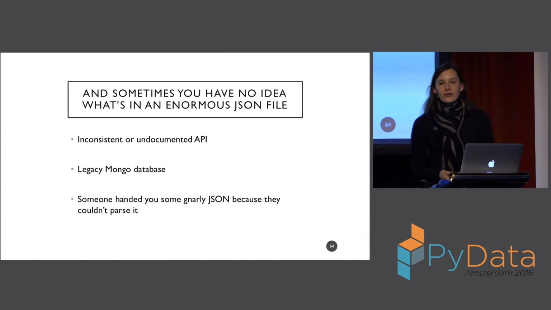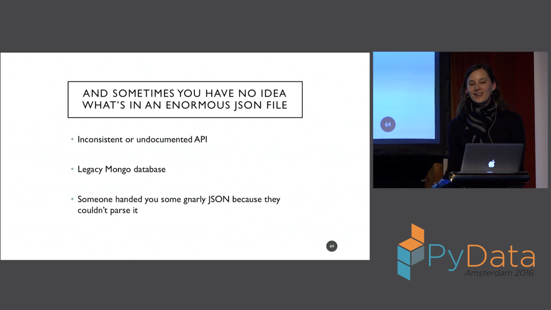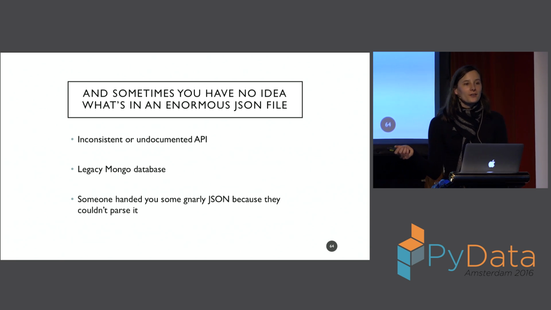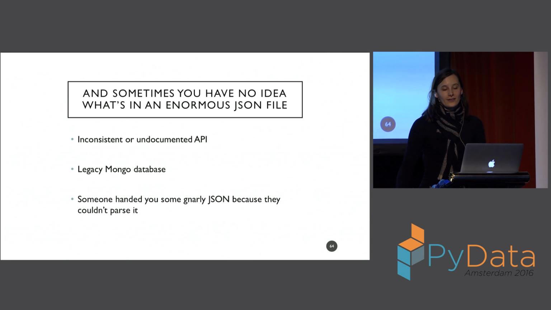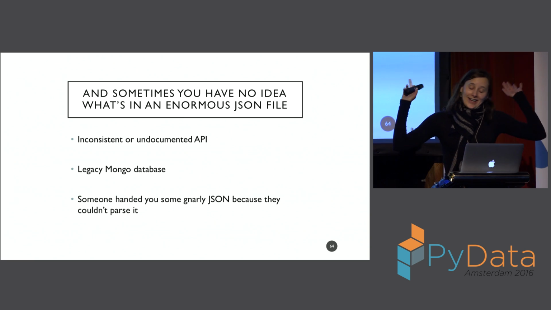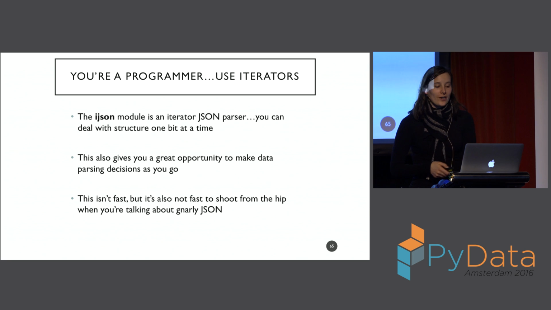Okay, sometimes you have no idea what's in an enormous JSON file. We've all had the joy of working with undocumented or inconsistent APIs. You're not even sure if the company's operating, but somehow they have some really nice data you're kind of interested in. Maybe you've inherited a legacy Mongo database. I think Mongo's been around long enough. There is some confusing legacy stuff out there. Or someone just gave you some gnarly JSON because they didn't know how to deal with it. And they were like, can you just, and then walked away.